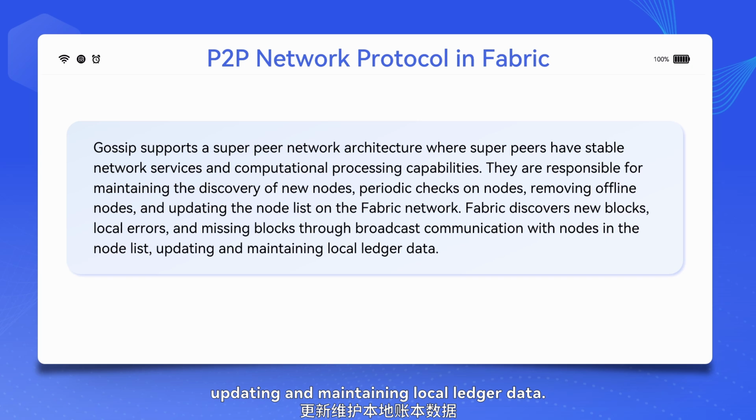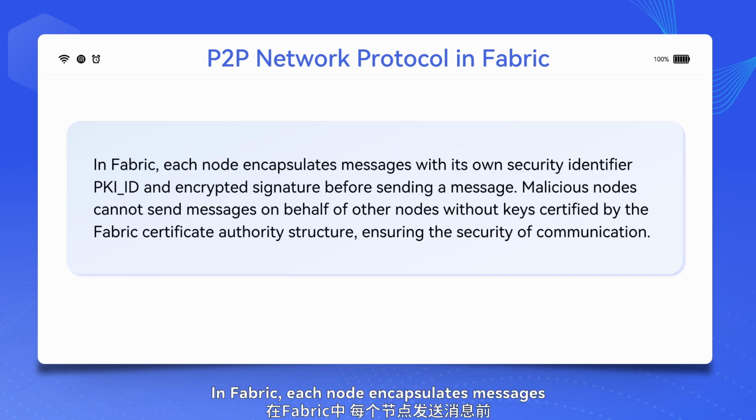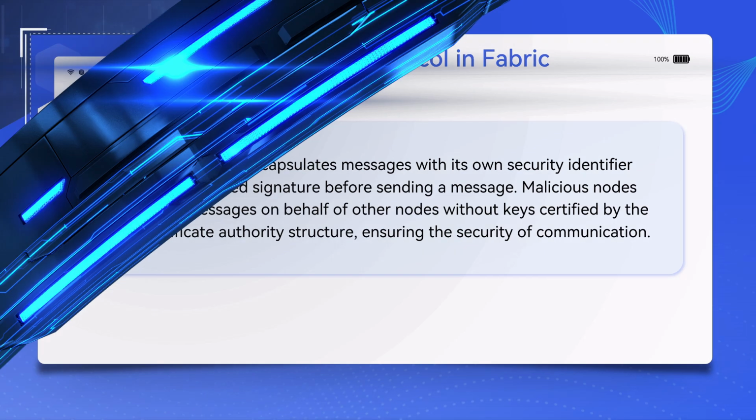maintaining local ledger data. In Fabric, each node encapsulates messages with its own security identifier PKI_ID and encrypted signature before sending a message. Malicious nodes cannot send messages on behalf of other nodes without keys certified by the Fabric Certificate Authority structure, ensuring the security of communication.